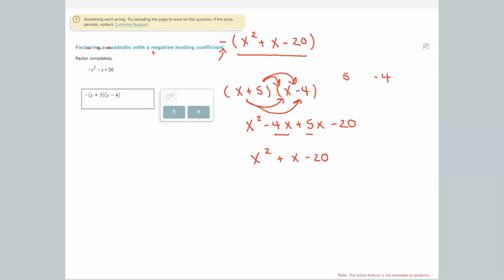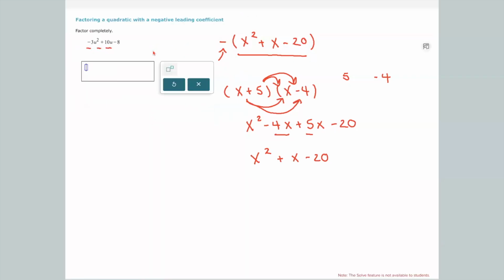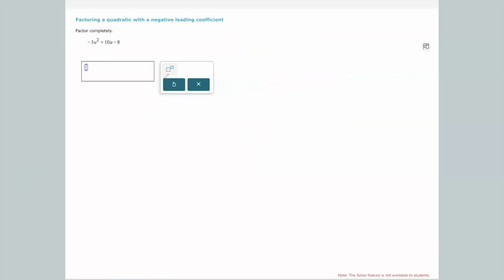Oops, let's see. Something went wrong. Try reloading the page to work on this question. All right, let's reload the page and try again. Oh, they gave us a new one. All right, that's fine. Let's try again. So I will clear the drawings and let's do kind of the same game here. So let's factor out. So this is a nice one because they have a 3 out front here. So we can't use our normal trick of multiplying to -8 and adding to 10.